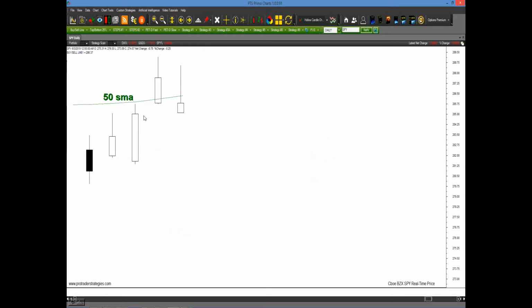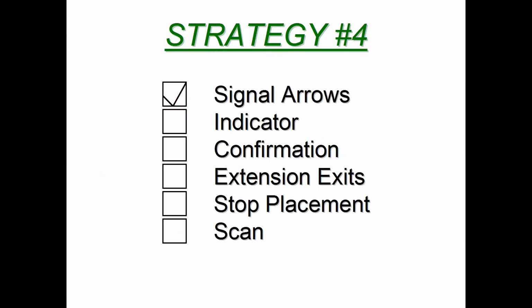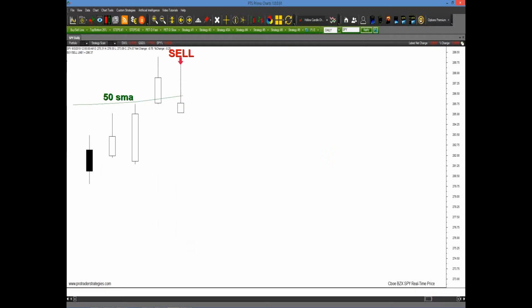And what do we find here? We're looking for bars for the short term, bars that close in the bottom 25%. Well, we don't have any until right here. And guess what? After taking our course, you think that may be a valid sell signal. So how do you check your work? Well, click on strategy number 4, click on signal arrows, and if we're correct, there should be an arrow above that. And there is. There's a red arrow above that. So that's a valid sell signal.